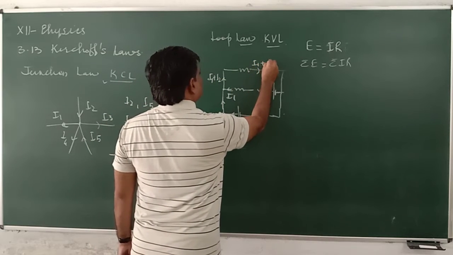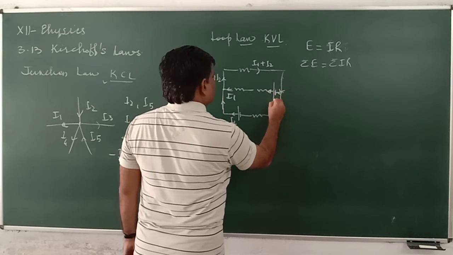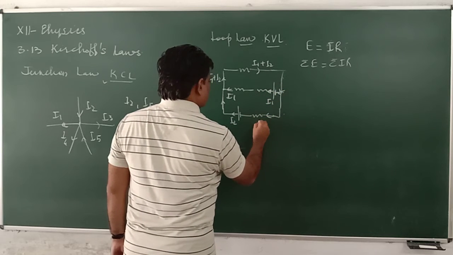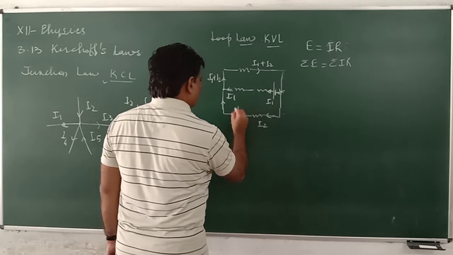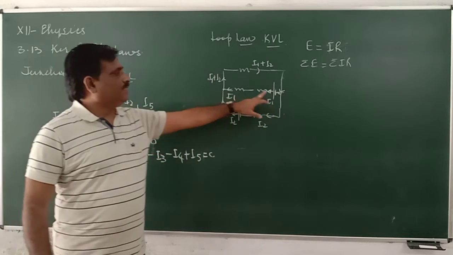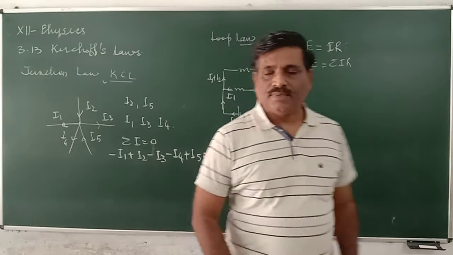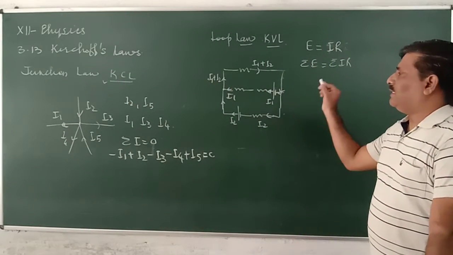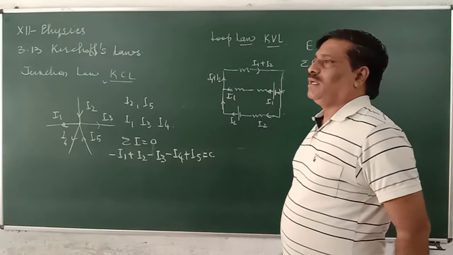I1 plus I2. Here I1 is going back, and I2 is coming back. So current is leaving from the positive terminal and entering the negative terminal. This is the way to analyze the current we have shown.